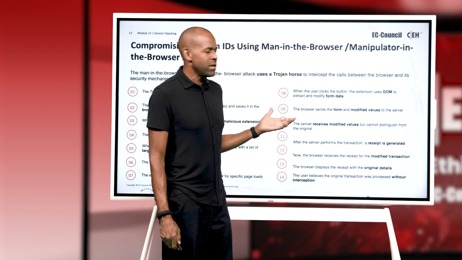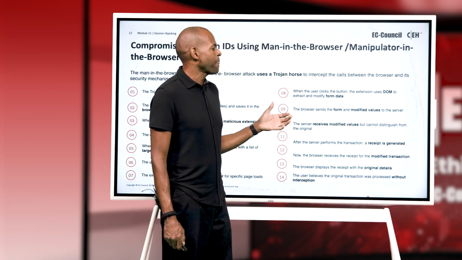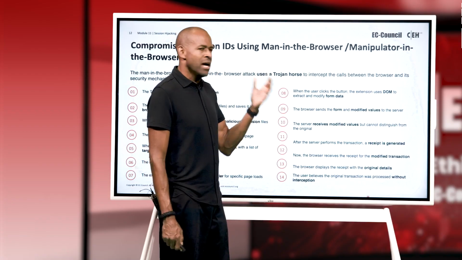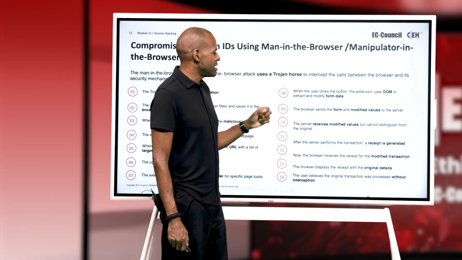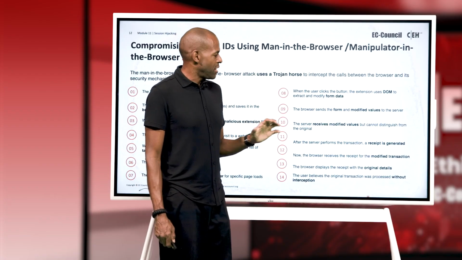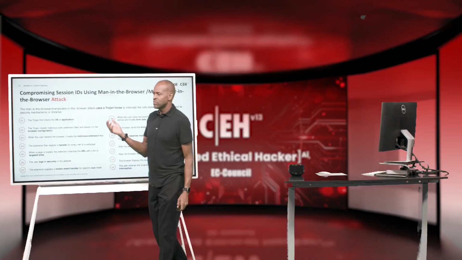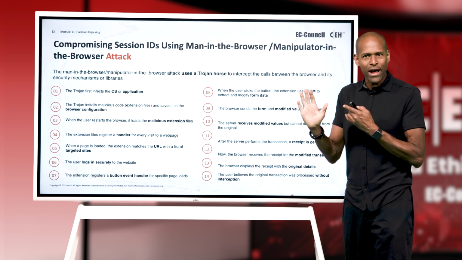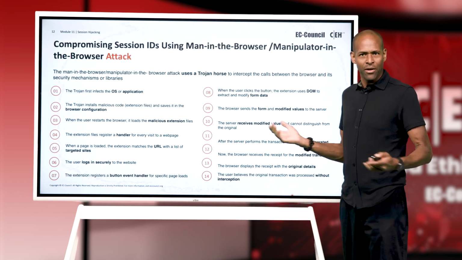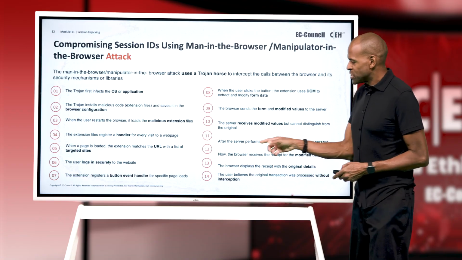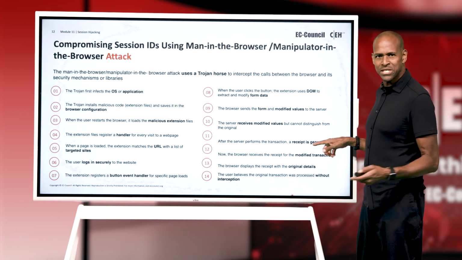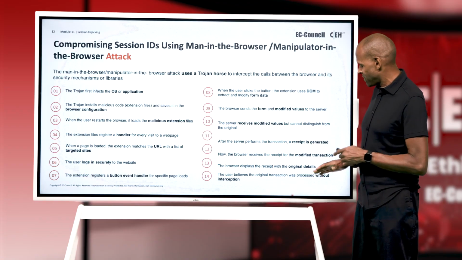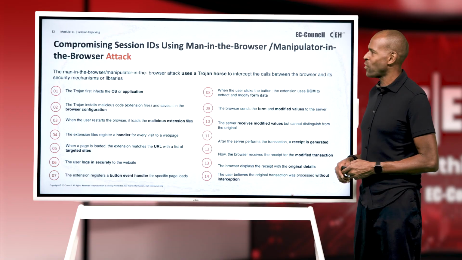So I go to my bank or whatever, and let's say I want to transfer $10 from checking to savings. So I run that transaction, and in the background, this malware is draining all of my money and doing a bank-to-bank transfer. But in the foreground, it says, congratulations, you've transferred $10. It looks perfectly normal. So after the server performs a transaction, that nice receipt looks perfectly normal, is generated. But in the background, there was a modified transaction, and the user is none the wiser.